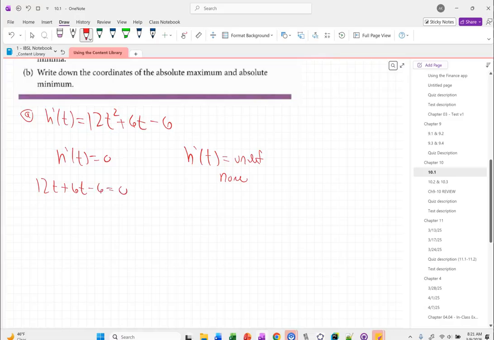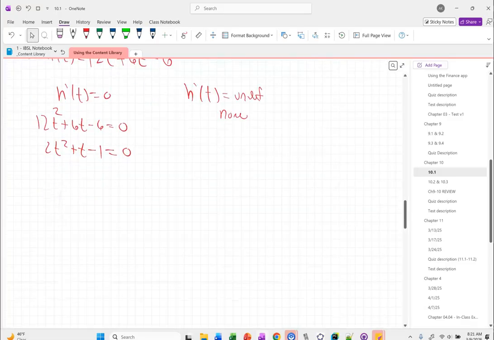we'll set this guy equal to 0. Now, I noticed something right away to make this problem a little bit easier. What do you notice about this? Yeah, everything is divisible by 6, so if we just divide both sides by 6, that makes life a lot easier.